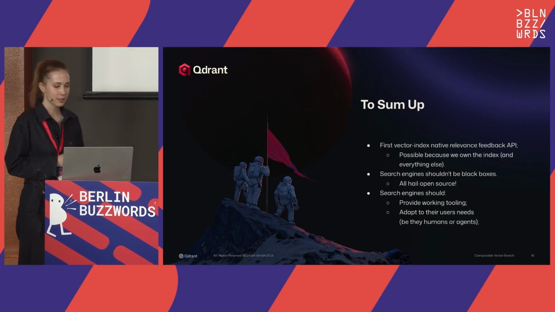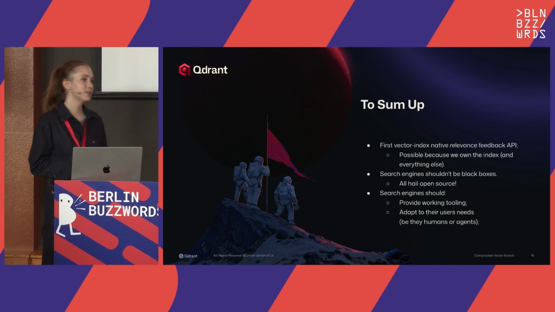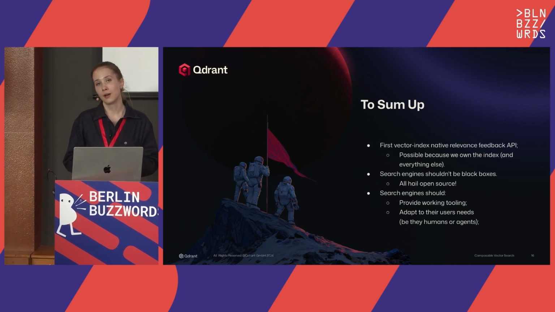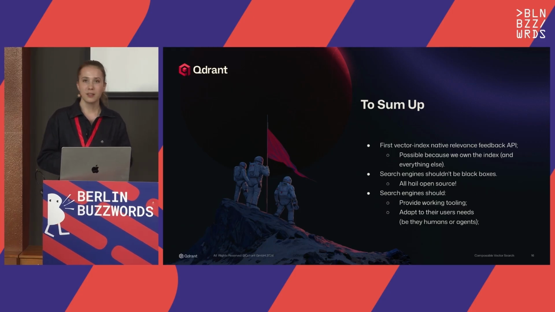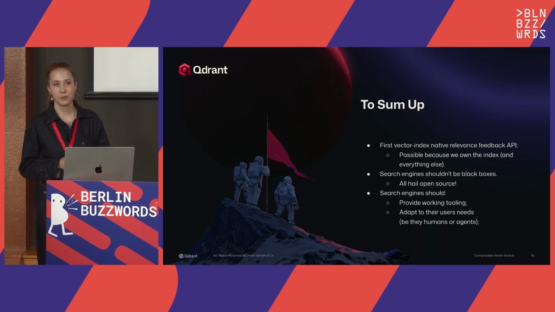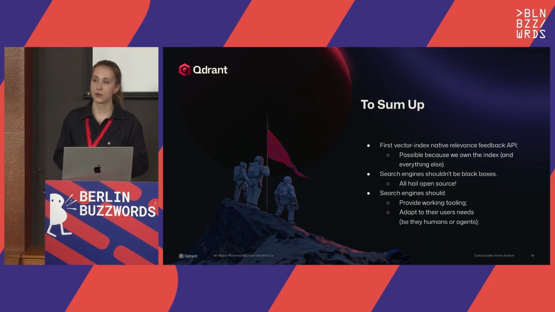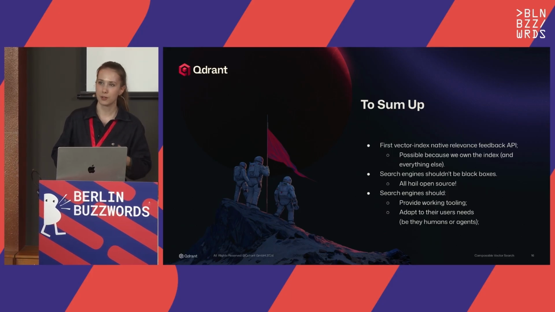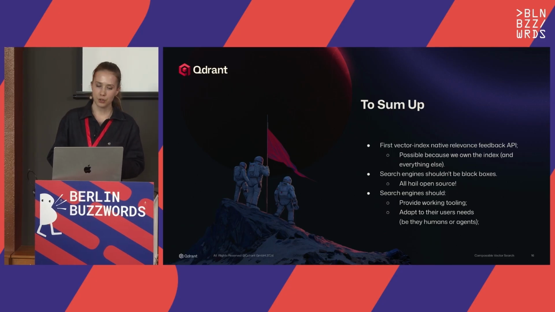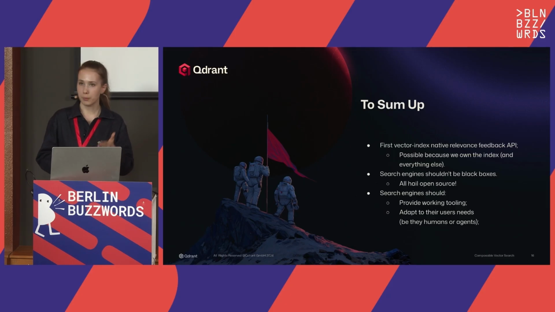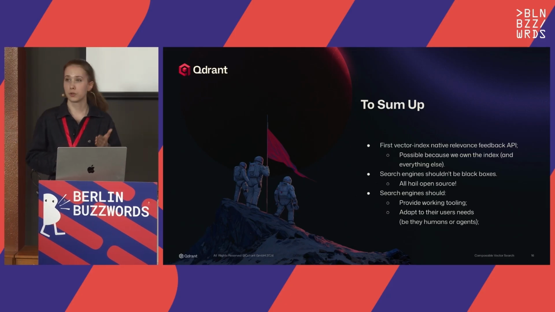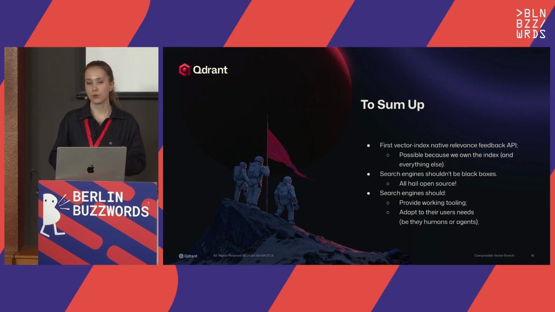To sum up all of this, this is the first, to my knowledge, vector index native relevance feedback API, and I would love if you could try it. It was possible because we own our index, so we could play with it and implement it. I think that matters a lot for the search community, because I don't like the idea that search engines are black boxes that you have to build around. Search engines are here just to serve you useful tooling and adapt to your needs and adapt to your users, be they humans or agents. And then they're going to be useful and they're going to be used.